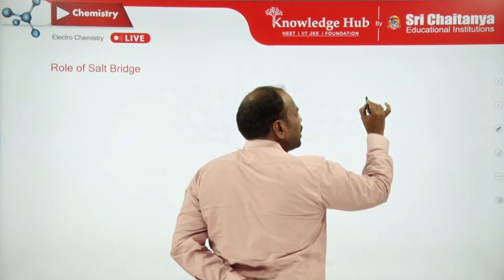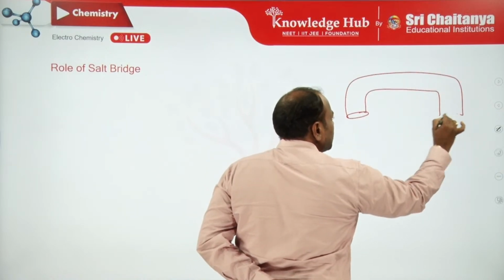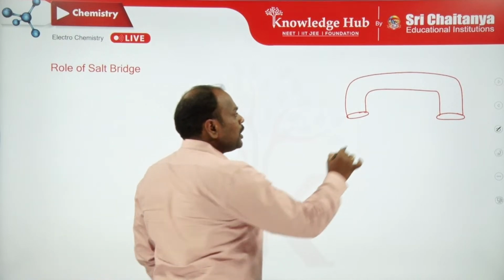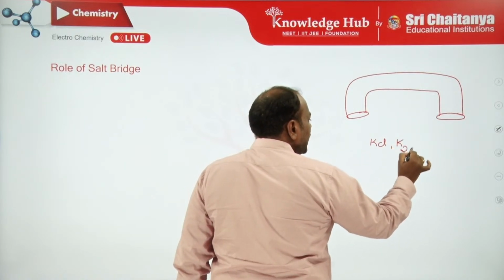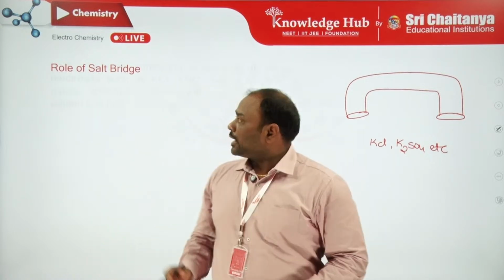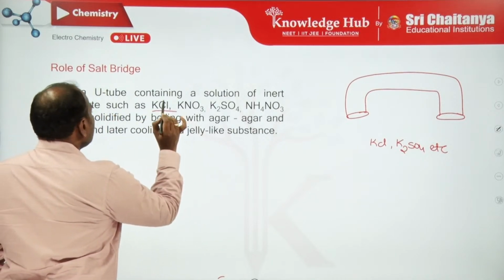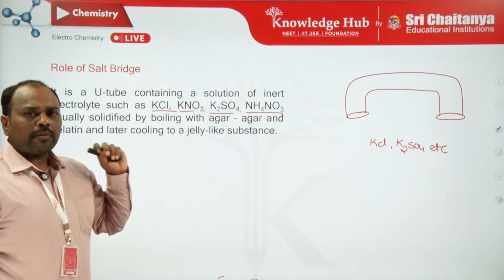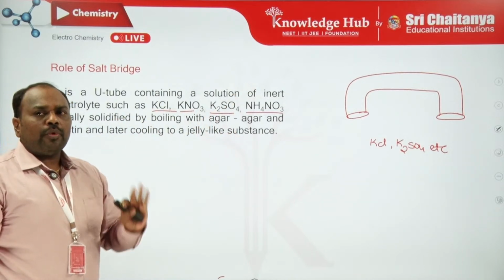What is a salt bridge? A salt bridge is an inverted U-shaped tube. This is a salt bridge. In this, we use only particular components like potassium chloride or potassium sulfate. Only this type of salts are used. It consists of a solution of inert electrolytes like potassium chloride, potassium nitrate, potassium sulfate, ammonium nitrate. Only these components are used.